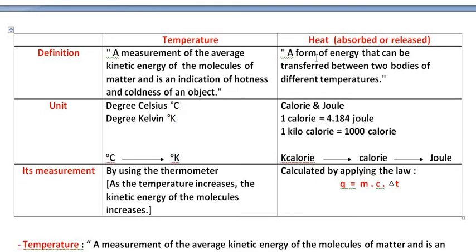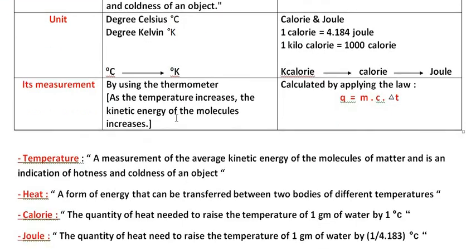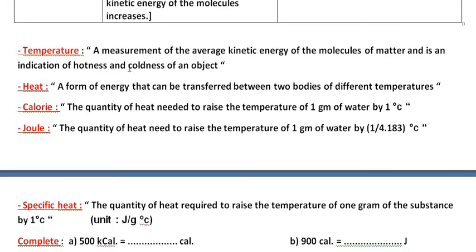Heat is a form of energy that can transfer between two bodies of different temperatures. The units of heat are calorie, joule, kilocalorie, kilojoule, and so on. The unit of temperature is degree Celsius or Kelvin. The temperature is a measurement of the kinetic energy of the molecules of matter. Heat is a form of energy.